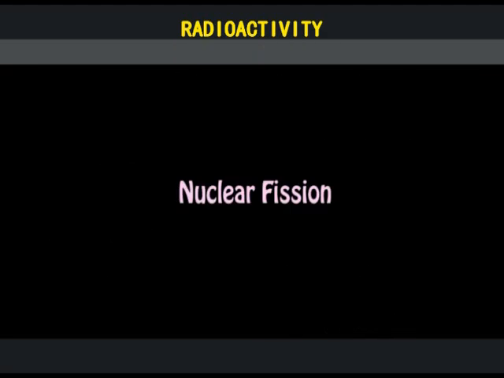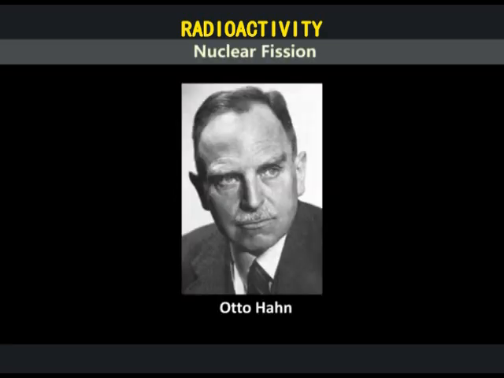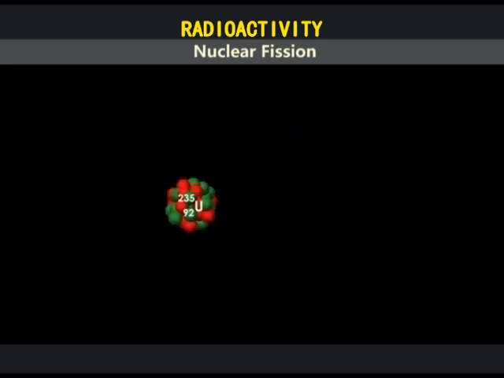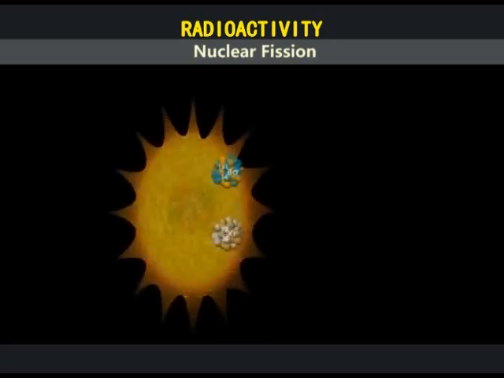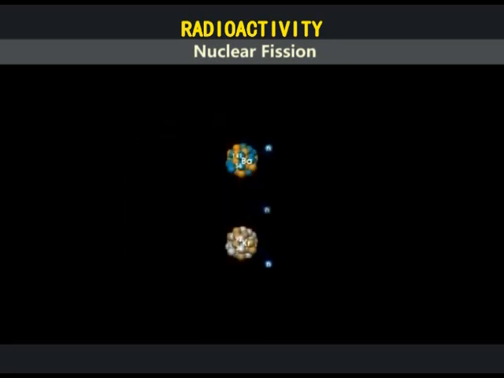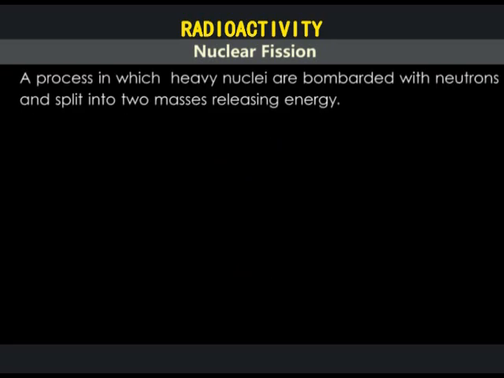Nuclear fission. In 1939, a German scientist, Otto Hahn, discovered that breaking up the nucleus of uranium-235 into two parts emits 200 million times the energy of the neutron which triggered it. A process in which heavy nuclei are bombarded with neutrons and split into two equal masses, releasing enormous amount of energy, is called nuclear fission.